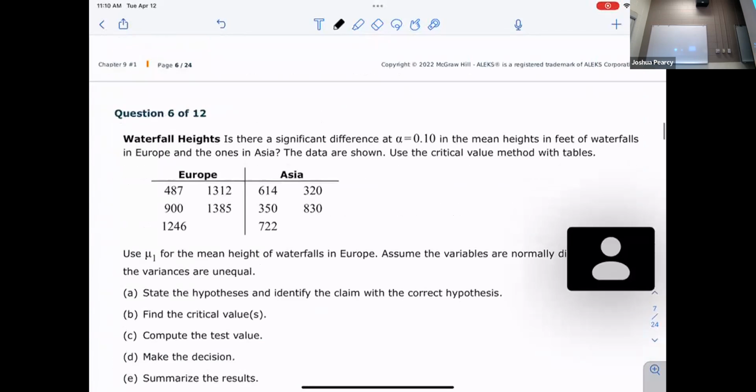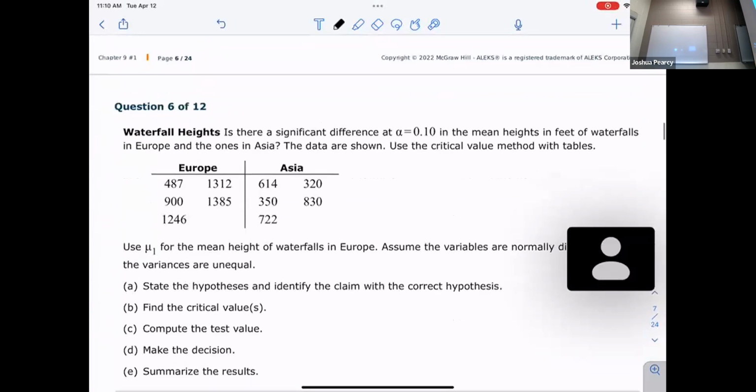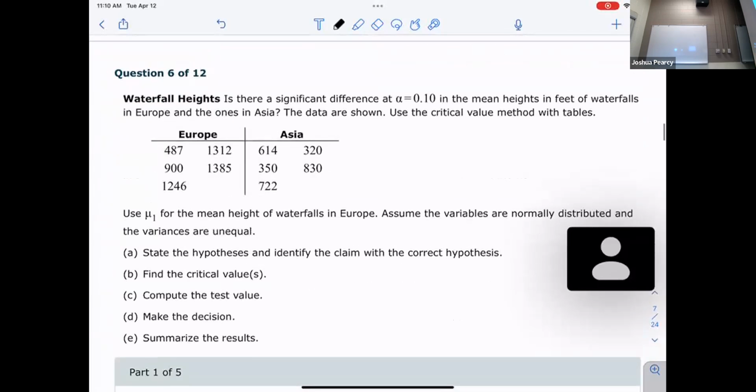Is there a significant difference at alpha 0.1 in the mean heights in feet of waterfalls in Europe and the ones in Asia? The data is shown below. Use the critical value method with the tables. It says use mu1 for the mean height of waterfalls in Europe. Assume the variable is normally distributed and the variances are unequal.